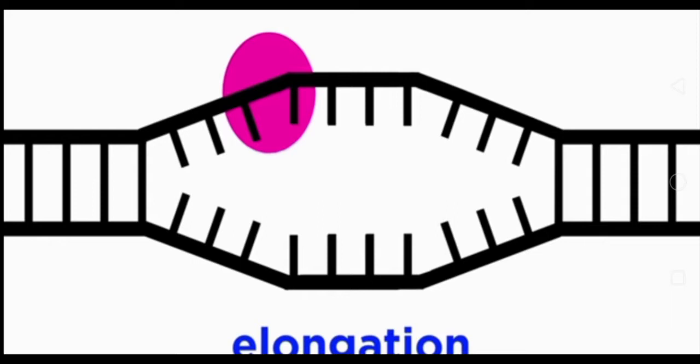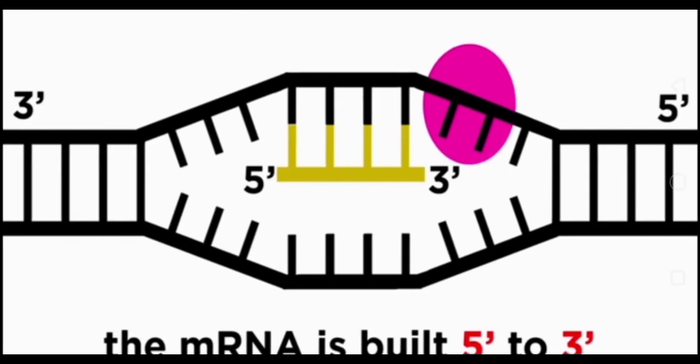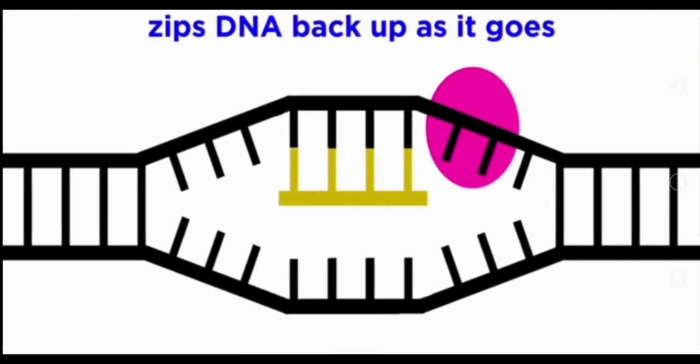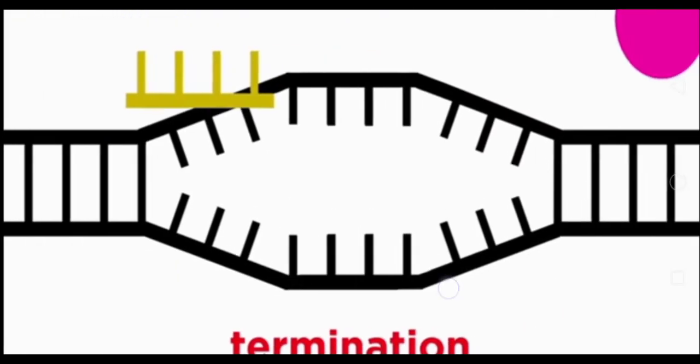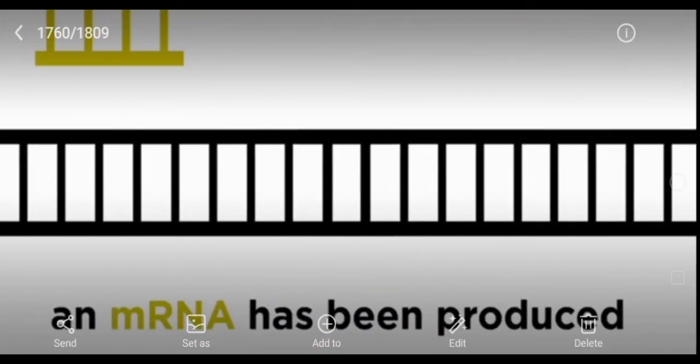Reading the antisense strand from 3' to 5' end, it generates the mRNA from 5' end, attaching nucleotides to the 3' end as it goes. RNA polymerase zips the DNA back up as it goes. It will zip the DNA strand as it goes.